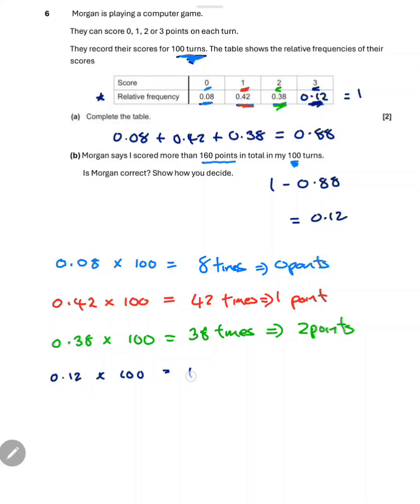Just change that. 0.12 of the 100 turns is 12 times, and that's when I get 3 points. So this is just working out how many times I get a certain amount of points, and I just need to convert this into points.